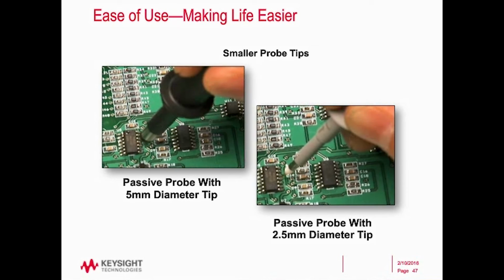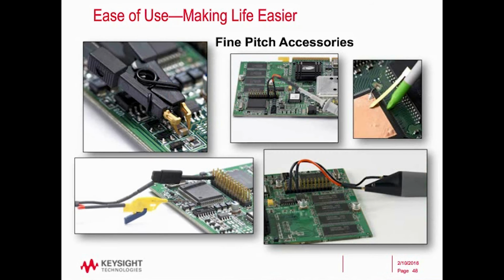Another thing about making life easier is that we've got a line of passive probes now that has a much smaller tip diameter. Your typical passive probe is about 5 millimeters in diameter down at the tip. There are passive probes that have 2.5 millimeter tips, so that it's not blocking your field of view. It's easier to see, and you can also shove them into tighter spaces or get more of them closer together side by side.